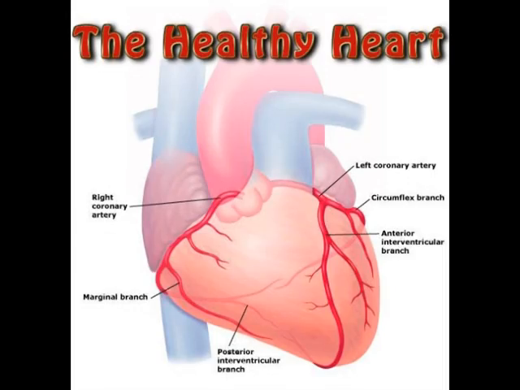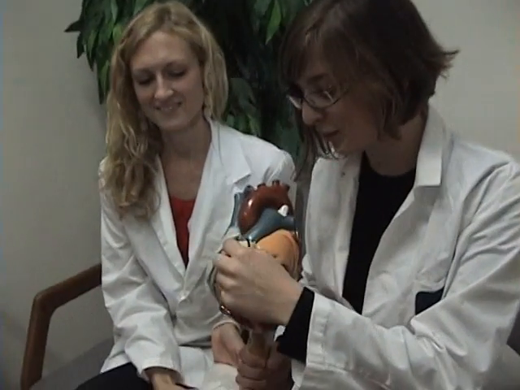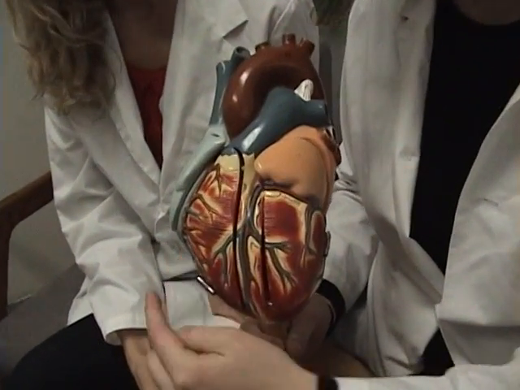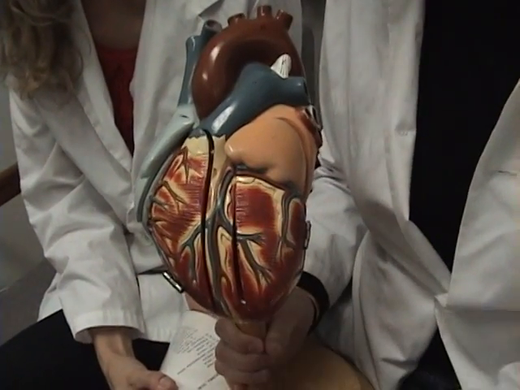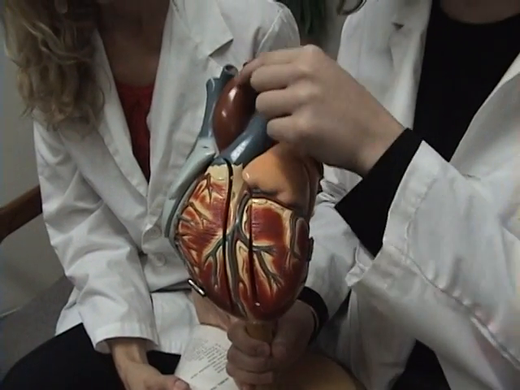Today we'll be talking about coronary artery bypass graft. We'll be discussing a healthy heart, an unhealthy heart, and the procedure known as CABG. The healthy heart supplies itself with fresh oxygenated blood through the coronary arteries. This is the right coronary artery, and this is the left coronary artery coming off the ascending aorta.